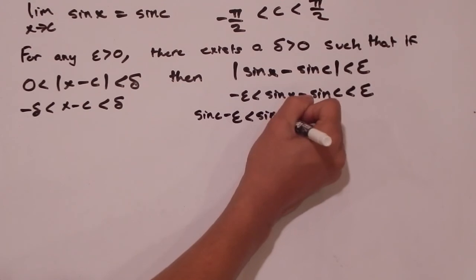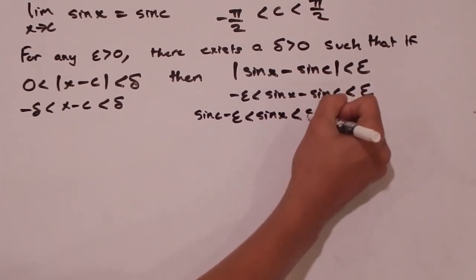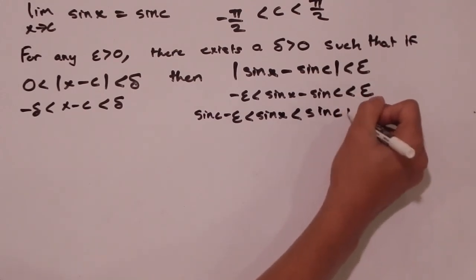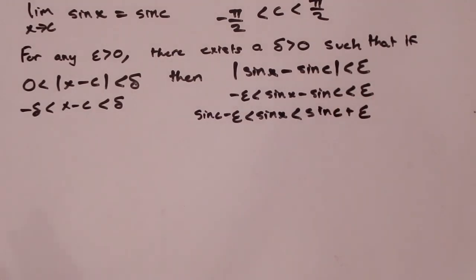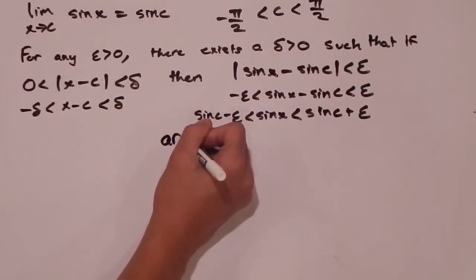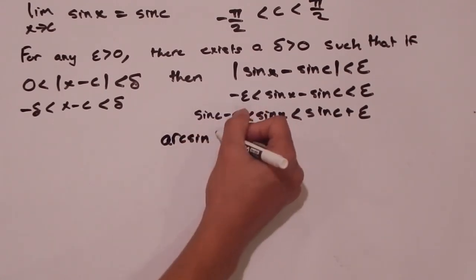That leaves me with sine of x. So we're going to add sine c to each part. The next thing I'm going to do is take the arcsine, or the inverse sine. I'm going to write it as arcsine, just so we don't get confused with that little -1 on the top. I'm going to take the arcsine of each component.